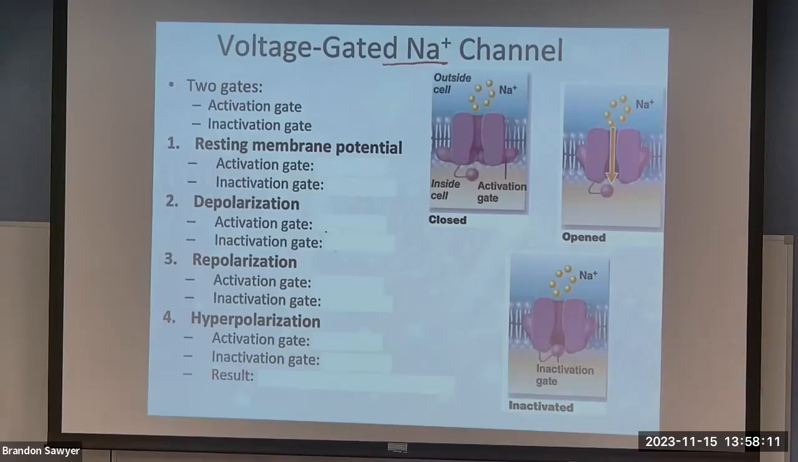For hyperpolarization, when the activation gate closes because it relaxes, is the inactivation gate still closed or does that release? As soon as it's reset back to its resting state, inactivation will be open and activation's closed.